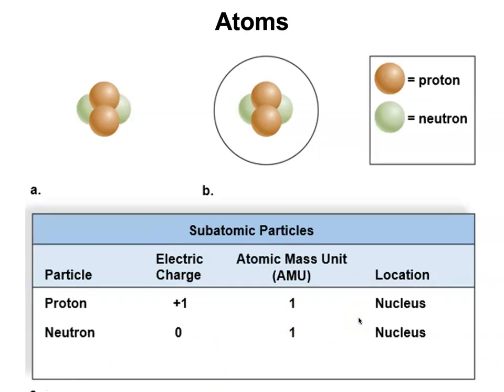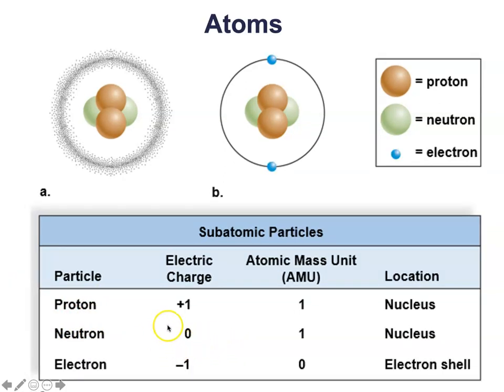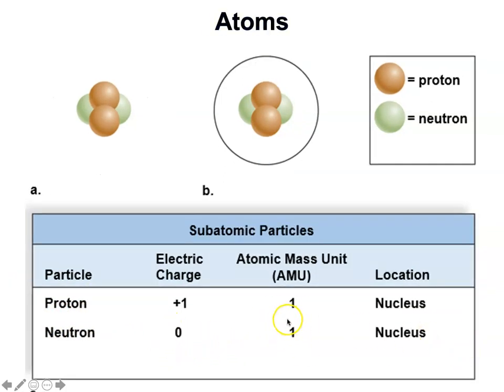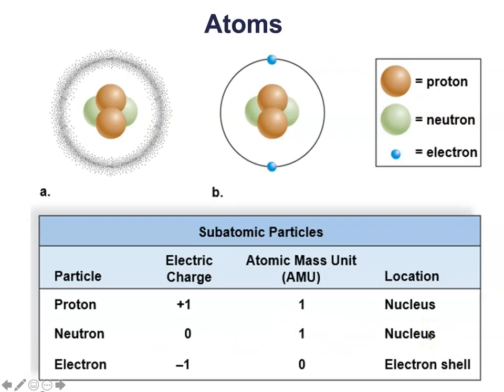Neutrons, on the other hand, are also located in the nucleus. However, they do not have an electrical charge. So they are neutrally charged. Protons are positively charged. Neutrons are neutrally charged. No charge at all. They are also going to have an atomic mass of 1 and be located in the nucleus.